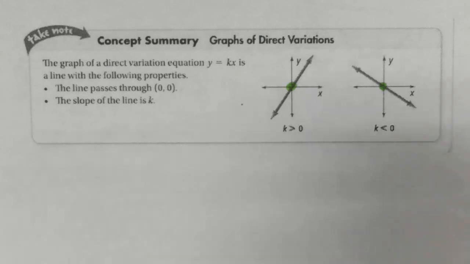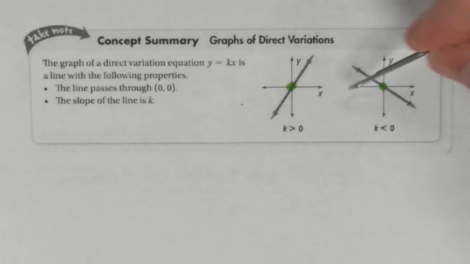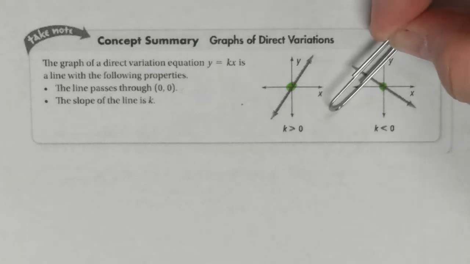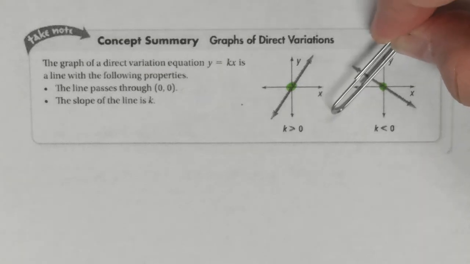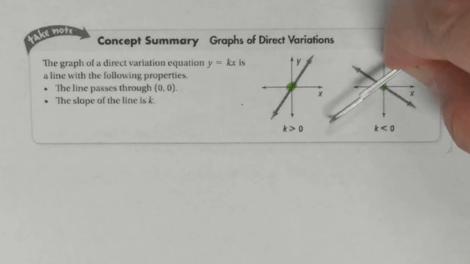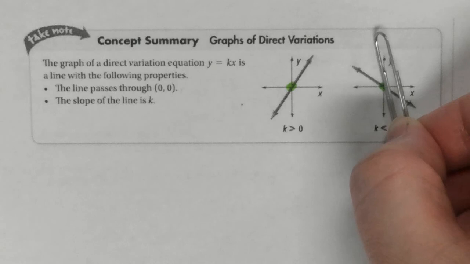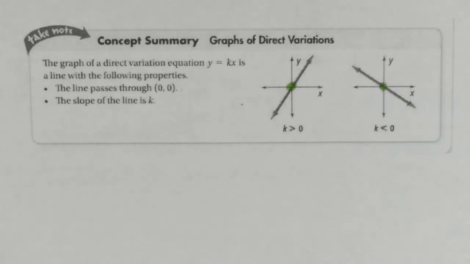So if you have a graph and the graph crosses like this, well, let me use a little paper clip. So your line goes like this. It's not crossing the 0, so you don't have to do any other thinking. It's a no. But if the line went like this and crossed right through 0, it's a yes, even if the line is not very steep or is very steep like this one. As long as it crosses through 0 and it's a straight line, it's direct variation. If it doesn't cross 0, right in the middle, then it's a no.